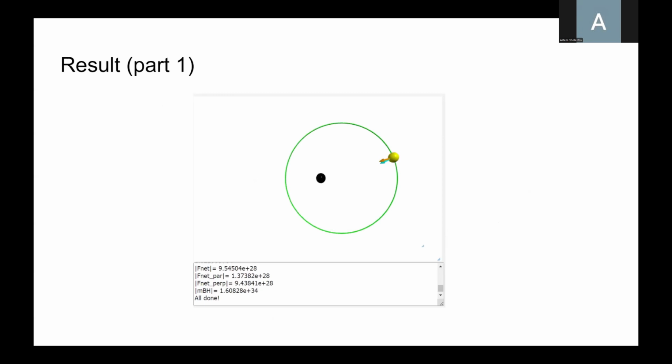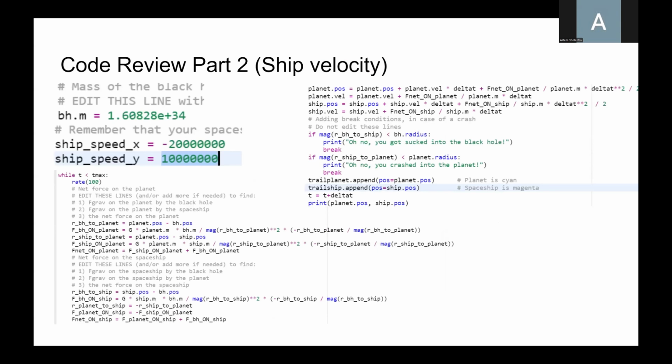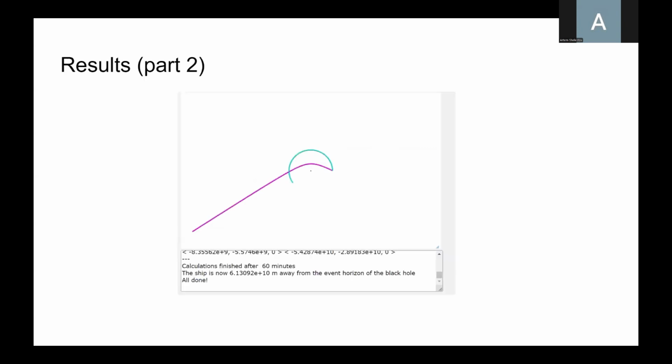So the result was that the mass of the black hole is 1.6 times 10 to the 34th, as mentioned previously, and the star makes full orbits around the black hole. In part 2, I inputted the mass, and I found the initial velocity which would let it exit, and then I found the distances as the difference of position vectors, and net forces as just sums of forces from the law of universal gravitation. And then I updated position and velocity using position and velocity update formulas. The results were that the spaceship flew away from the system, and in 60 minutes it did not return back.